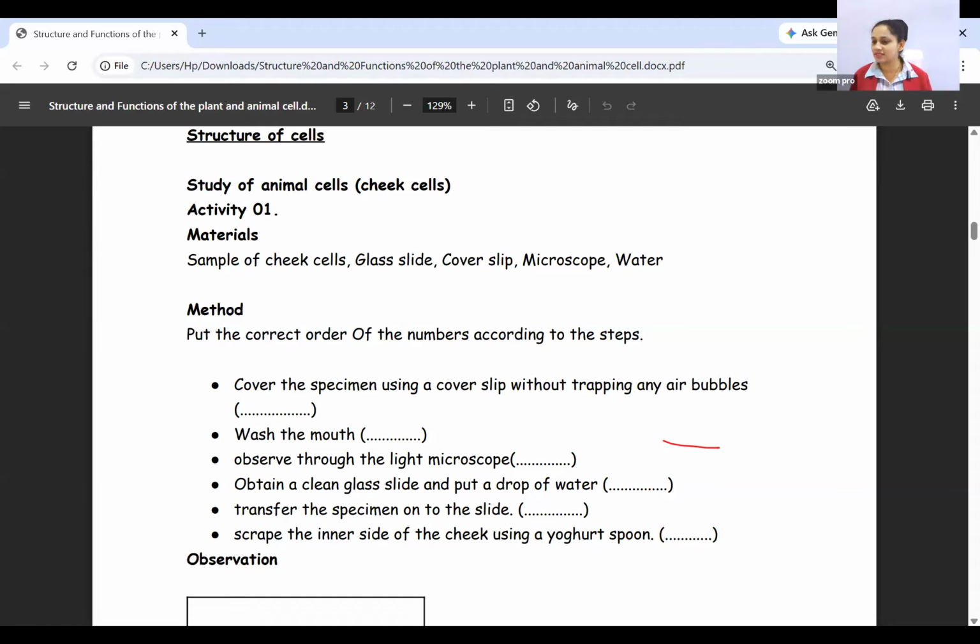So they are bringing some kinds of germs, right? So that's why they are telling you to wash your mouth first, right? That is the first thing, to wash the mouth. Then tell me the next step.